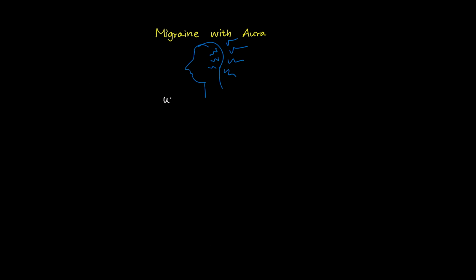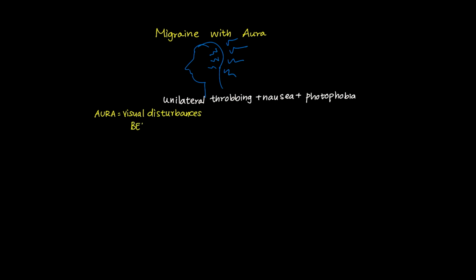Migraines are vascular headaches. They involve changes in blood vessel diameter and neurochemical cascades in the brain. The hallmark features are unilateral throbbing pain, nausea or vomiting, photophobia and phonophobia. When visual disturbances like flashing lights, zigzag lines or blind spots occur before the headache, that's called an aura. Aura typically lasts 5 to 60 minutes, and then the headache follows.